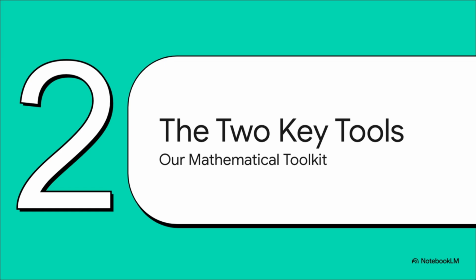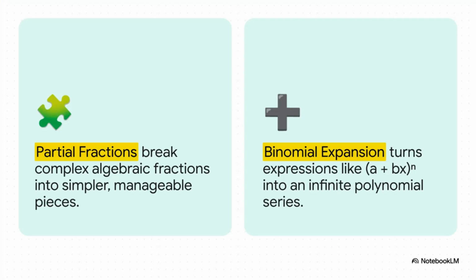Let's take a quick look at what each one actually does. Okay, so partial fractions are basically our deconstruction tool. They let us take one really ugly fraction and split it into several much simpler ones that we can actually work with. Then, once we've got those simple pieces, we bring in the big gun, the binomial expansion. That's what lets us turn each of those simple pieces into a long polynomial series.